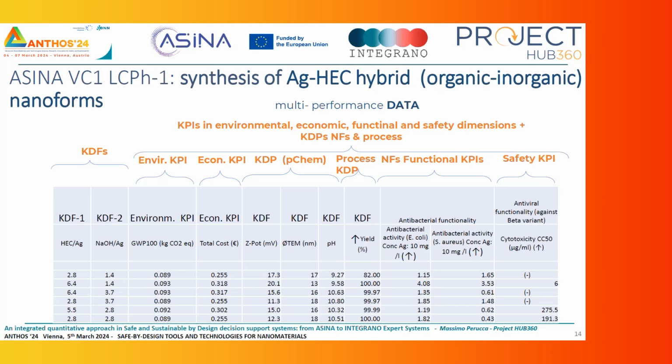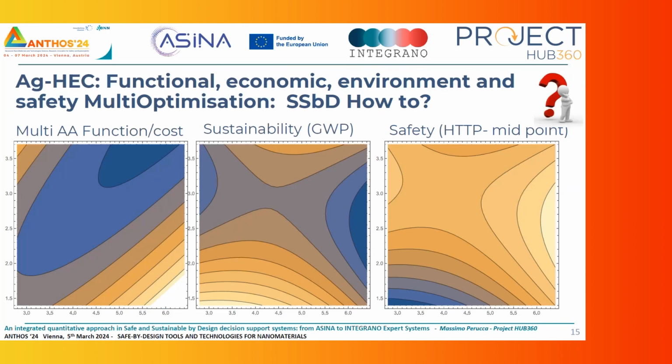So those are the KDFs. This is selected as the environmental key performance indicator, the CO2 emissions, cost of the synthesis, zeta potential, diameter with the TEM, and pH, which are the physicochemical properties. And then we have the key decision factors, which refer to the process itself, which will be used to create compound KPIs. And then here are the functionalities, okay, and the toxicity tests. Here is what we get in terms of the three-dimension KPIs. So it's a multi-antibacterial functionality, which is the combination of the functionality for the Staphylococcus aureus and Escherichia coli bacterial strains.